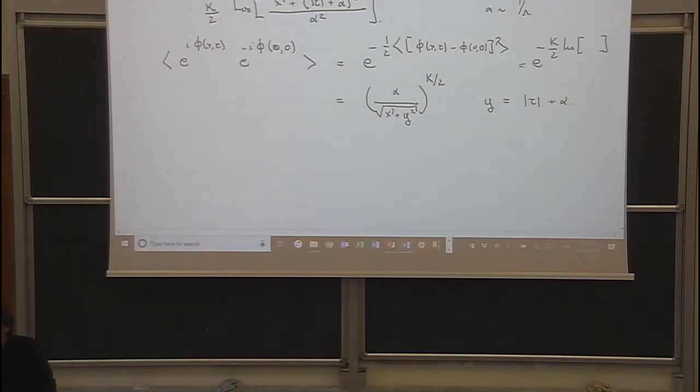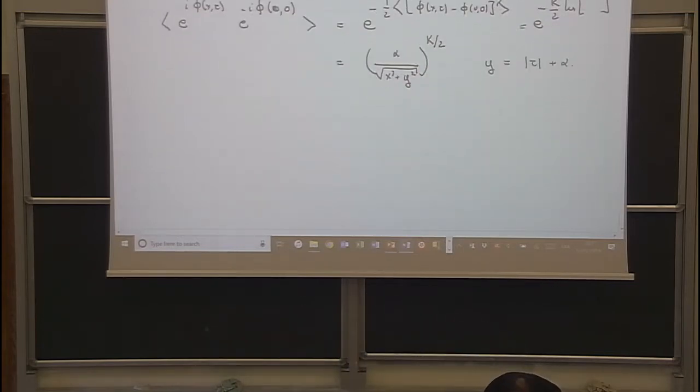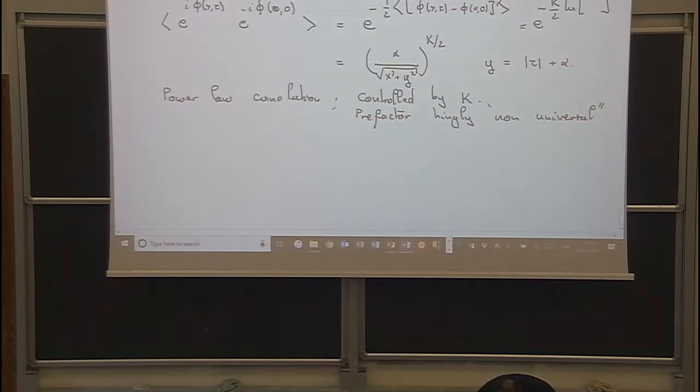So something I don't know really well. I mean, here I can do the calculation, but I'm just saying this cutoff has been put a little bit by hand. So essentially, the message is that I will get a power law correlation, this is controlled by k. And I have a prefactor which is highly non-universal. By that, I mean that the prefactor depends on the cutoff procedure.